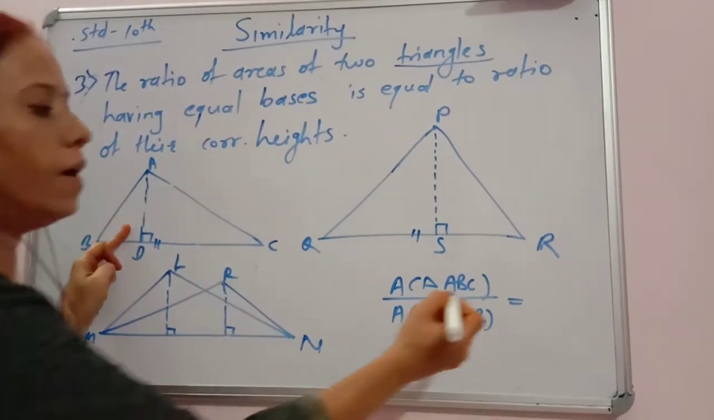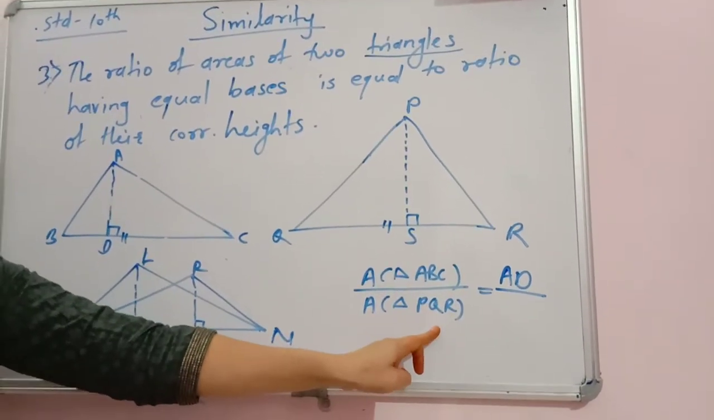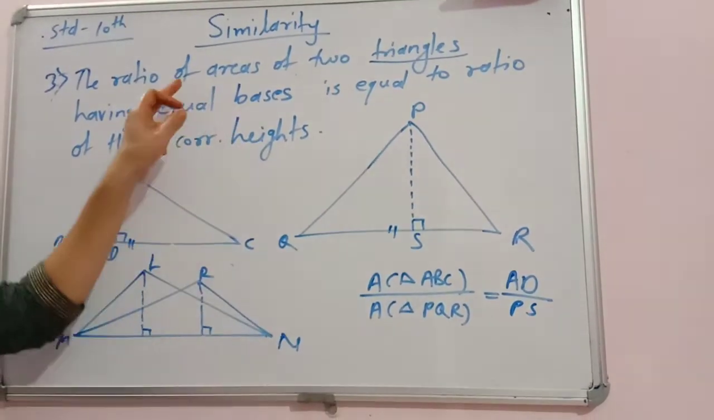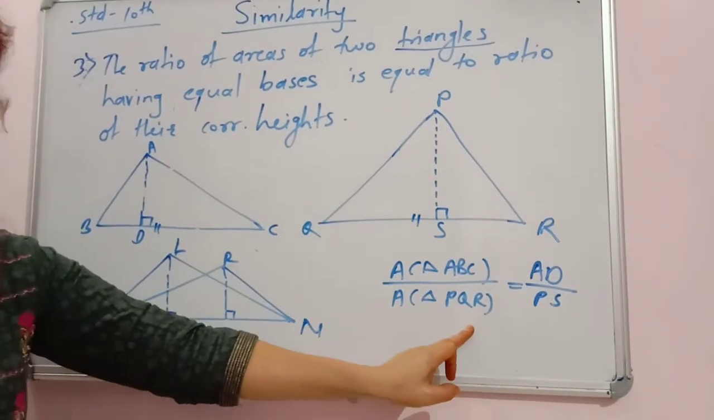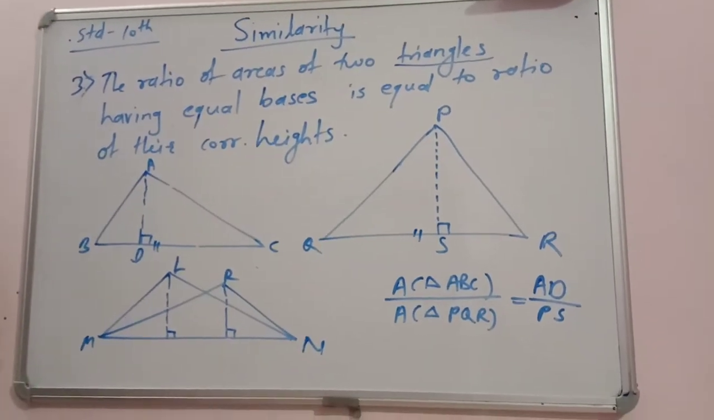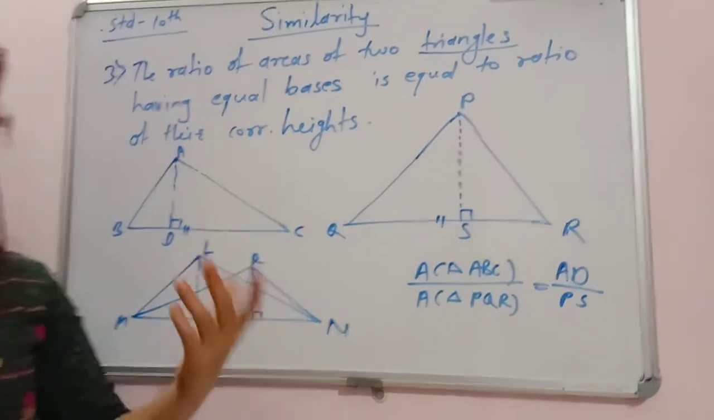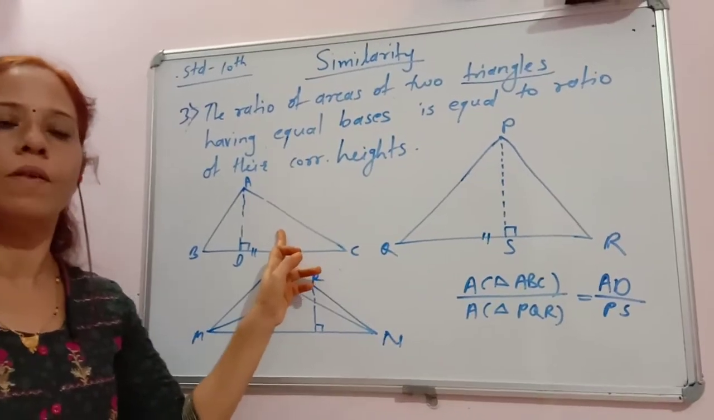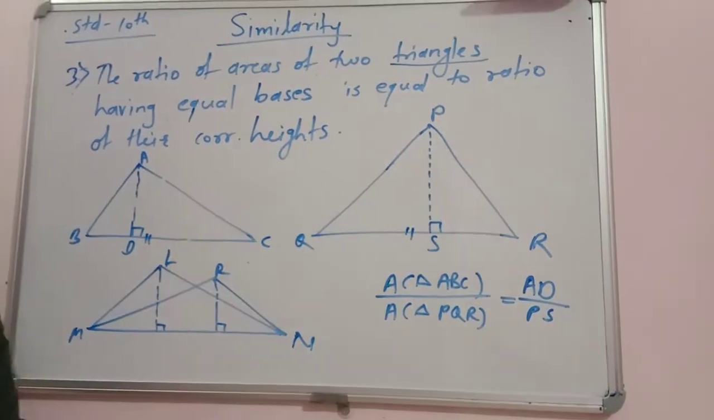Its height is AD. Their corresponding heights means the height of triangle ABC upon the height of triangle PQR. That is AD upon PS. Means when two triangles have equal bases, the ratio of their areas is equal to the ratio of their corresponding heights. See, students, this is a very simple concept. You have to take the ratio of any two triangles. When those two triangles have equal heights, then automatically the ratio of their areas is in the proportion of their bases. And when they have equal bases, then their areas are in the proportion of their heights.